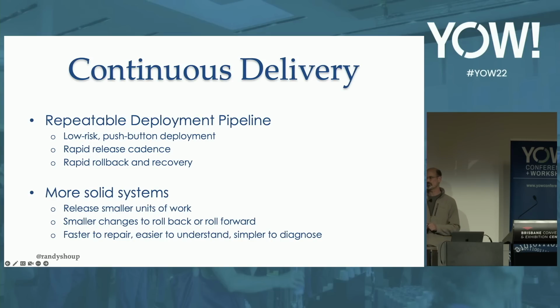It also ends up giving us a much more solid system. It allows us to release smaller units of work, as we learned about in the keynote this morning. If we have smaller changes that we roll back and roll forward, it gives us the ability to repair things more quickly, understand things more clearly when we make changes, and then it's simpler to diagnose when something goes wrong.